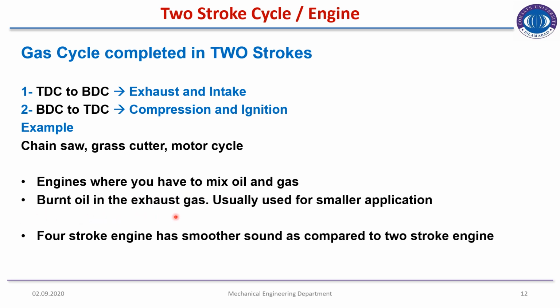Burnt oil in the exhaust gas is usually used for smaller applications. As mobile oil or other oil is mixed with the air-gas mixture, it will be burnt with the exhaust gases as well. This two-stroke engine is usually used for smaller applications. In the comparison between four-stroke and two-stroke, a four-stroke engine has a smoother sound as compared to a two-stroke engine.